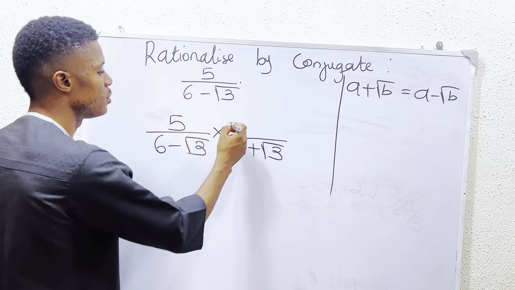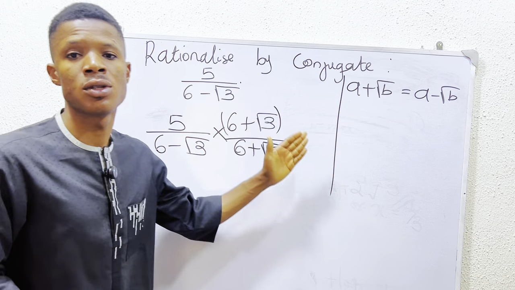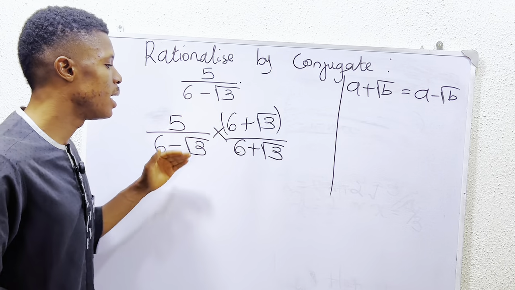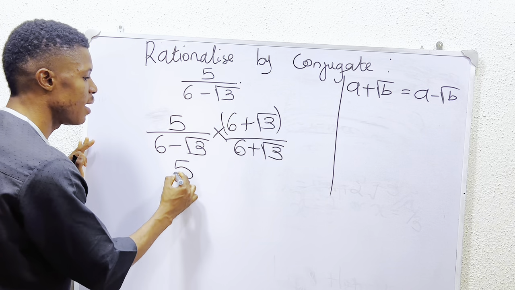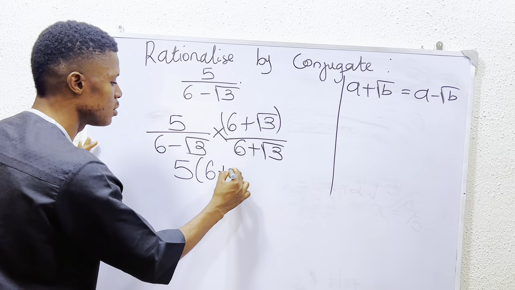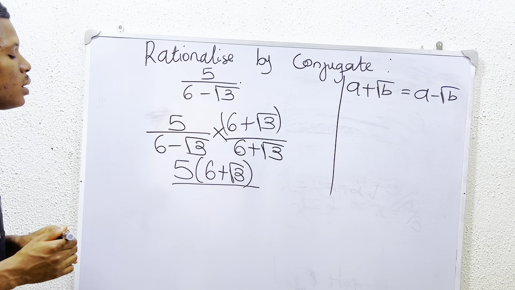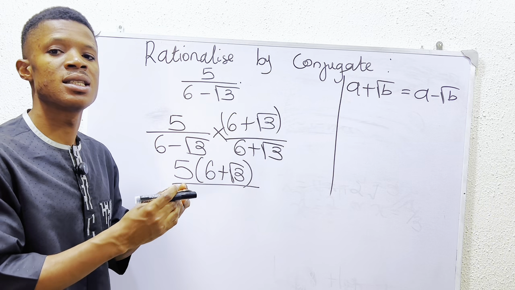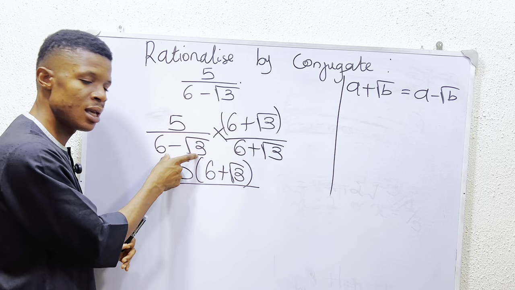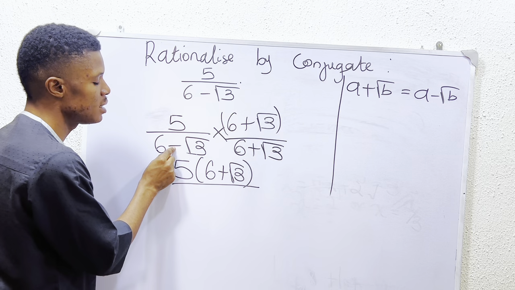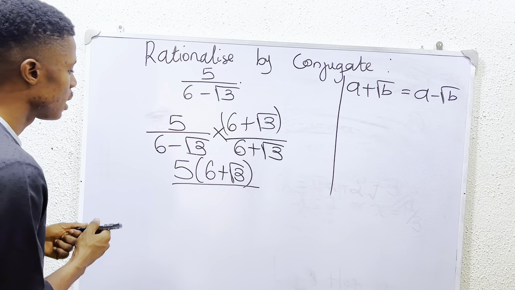So the next thing we have to do here is just to distribute. We'll multiply the numerators together and also multiply the denominators together. So what do I have? I have 5 into 6 plus root 3 divided by, if you look clearly, the denominator is clearly a difference of 2 squares. Because these terms are the same as this, and the sign separating them is plus and minus, the difference of 2 squares can help.